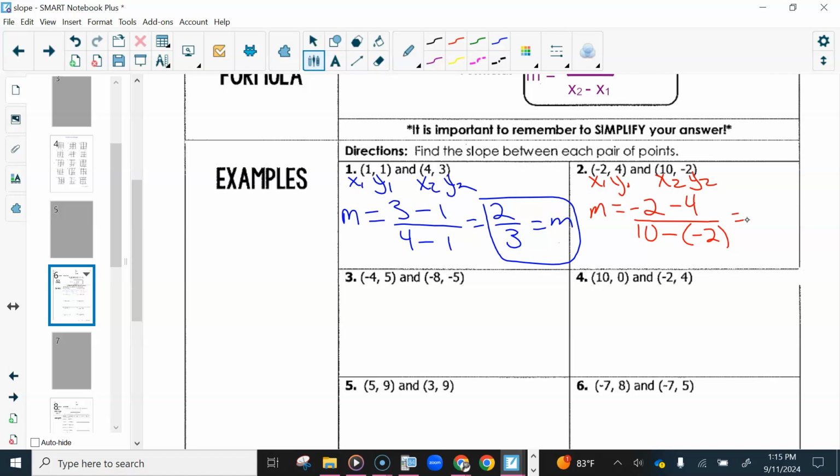Negative 6, thank you. And then this, because we have a negative and a minus, they're going to come together and make a plus. So 10 plus 2 would give us 12. Can that be simplified? Negative 6 over 12. Yes, to what? Close. Negative 1 over not 6, but 2. So that would be the slope. Any questions there?